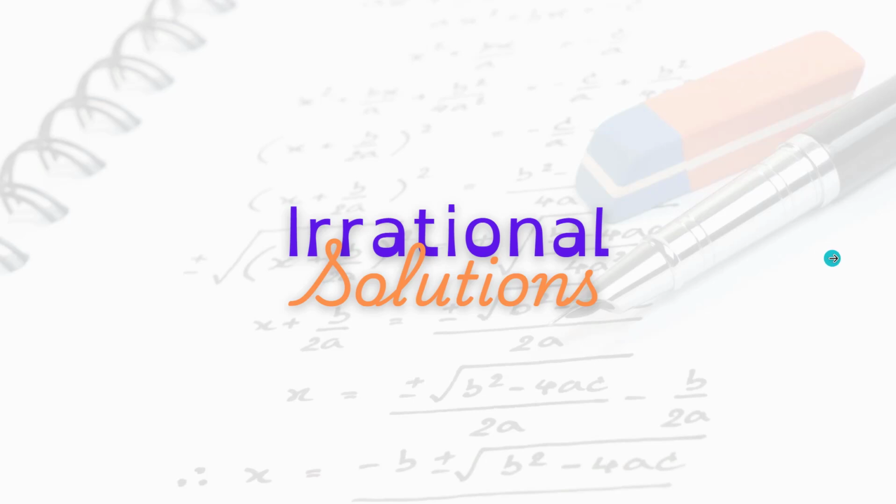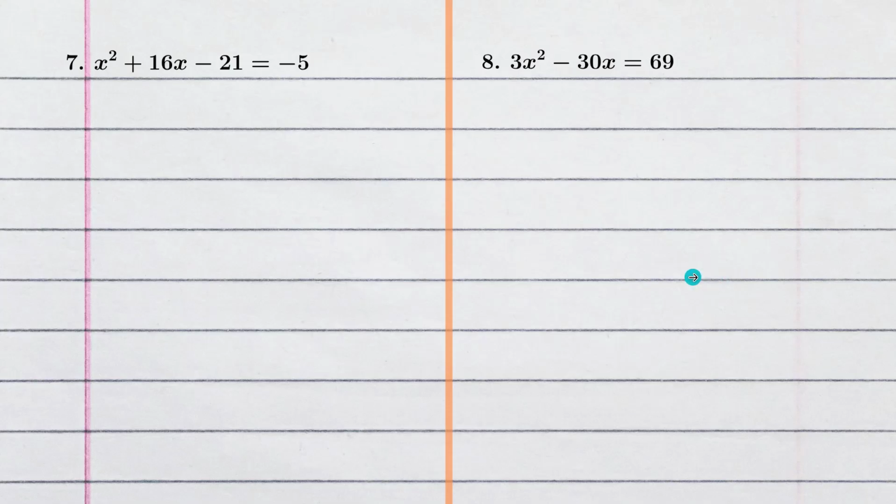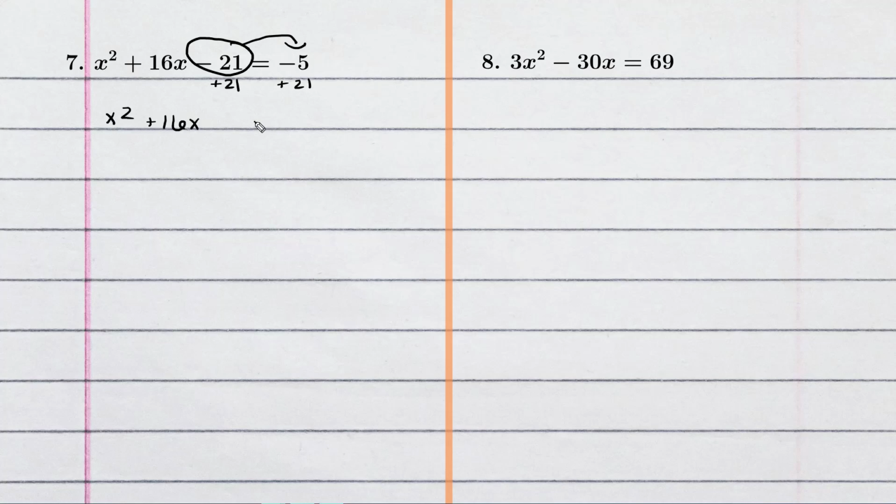So the next type of solutions that we will have are the irrational solutions. These are the ones that are going to involve a square root. And so when we have these, you're going to do the same process you've been doing. So the first step is get it to where you have these two terms on your left-hand side and the other on your right. So we need to move that negative 21 over to the right-hand side by adding 21 to both sides. And so that gives me x squared plus 16x is equal to a positive 16.